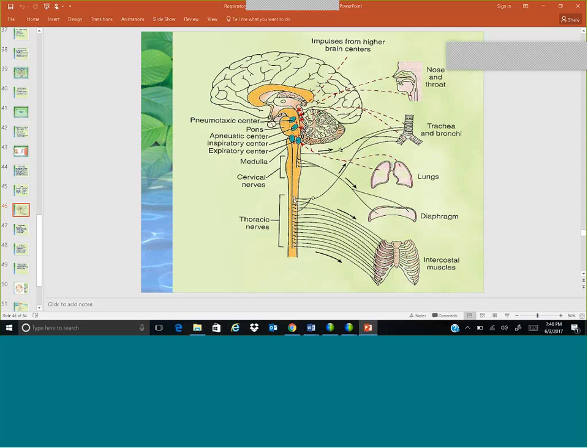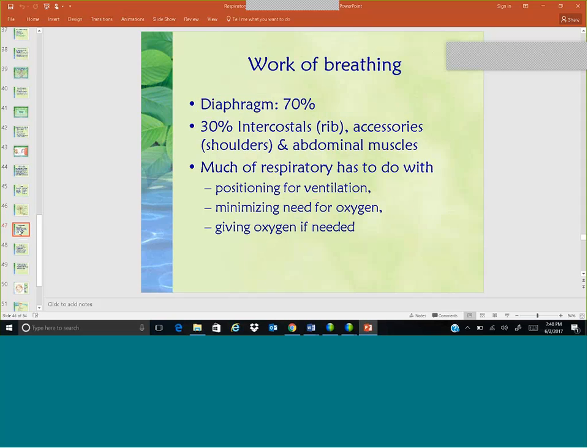Some other things that can be involved are a cervical injury or a thoracic injury, which can cause paralysis that will incorporate the diaphragm, the intercostal muscles, and possibly the lungs. Of the work of breathing, 70% comes from the diaphragm, and 30% comes from your intercostals, your accessory muscles, and your abdominal muscles. So all are necessary, but 70% again is from the diaphragm.